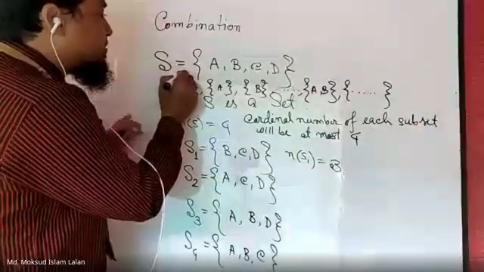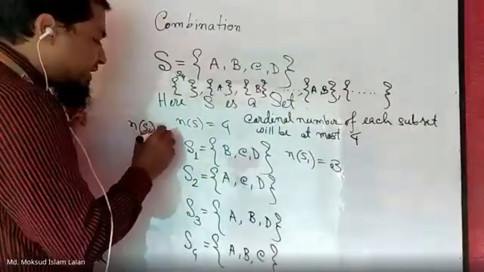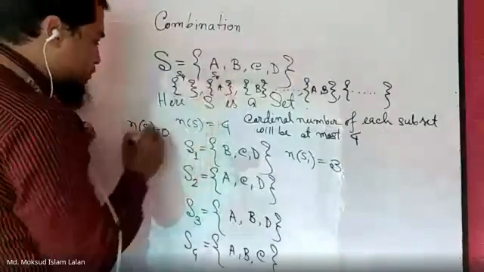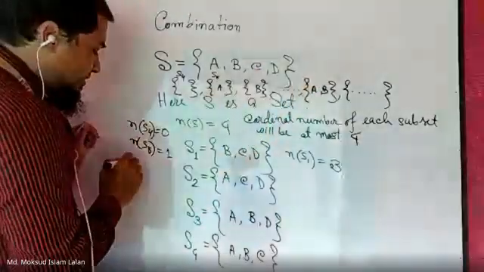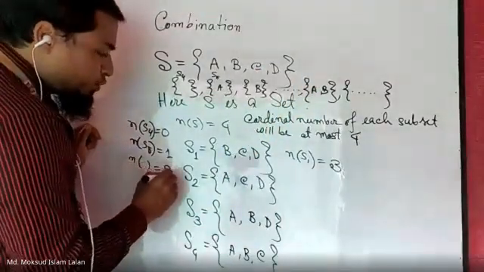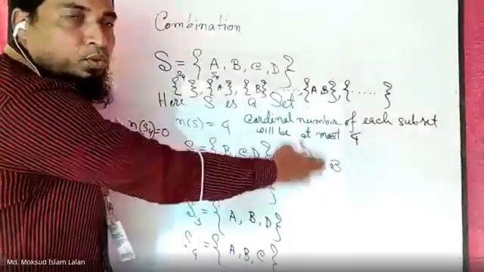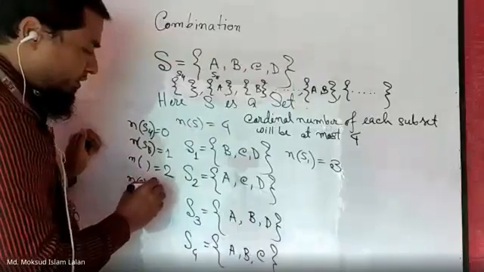If you consider this as S4, what will be the n of S4? Cardinal number 0, right? Yes, sir. If you consider a single element and denote it by S5, what will be the n of S5? It's 1. Or if you consider 2 elements, it will be 2, right? Yes, sir. And here we defined cardinal number 3 or maximum. This is also a subset, so its maximum will be 4. Do you agree with me?